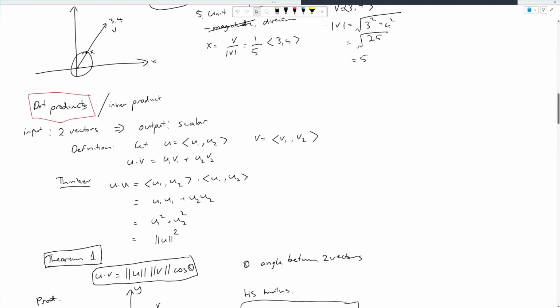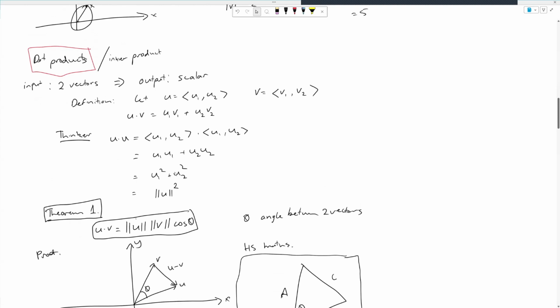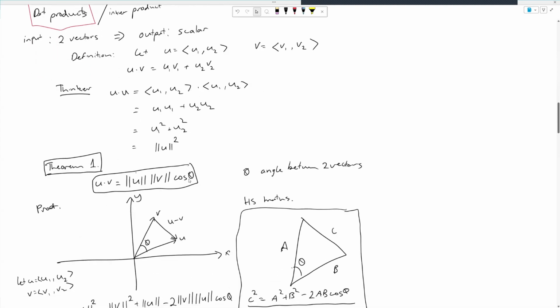Then the next part we looked at is dot products, also known as the inner product, and it is essentially just component-wise multiplication. So the x values here multiplied plus the y values multiplied. And it's relevant because it gives us a connection between the angle between the two vectors as well as the length of the two vectors.